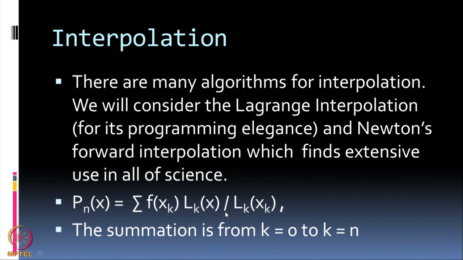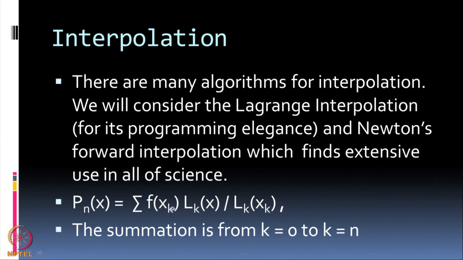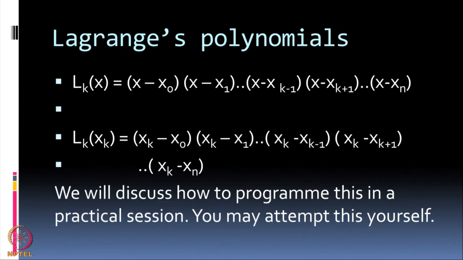I will just tell you the formulas for Lk(x) and Lk(xk) and close this lecture. The summation over k is from 0 to n, because there are n plus 1 values of f(xk). So, the summation is over all values of k. Let us see what the values of Lk(x) and Lk(xk) are before we conclude. These are my formulas.